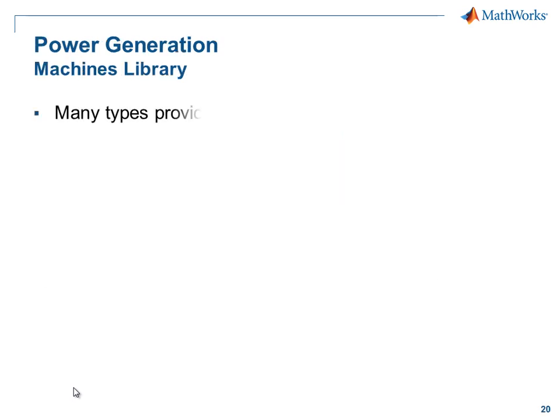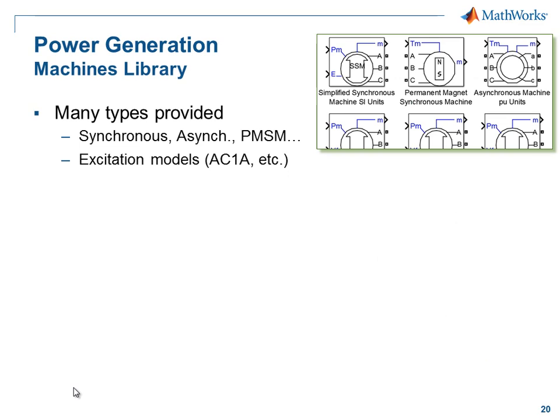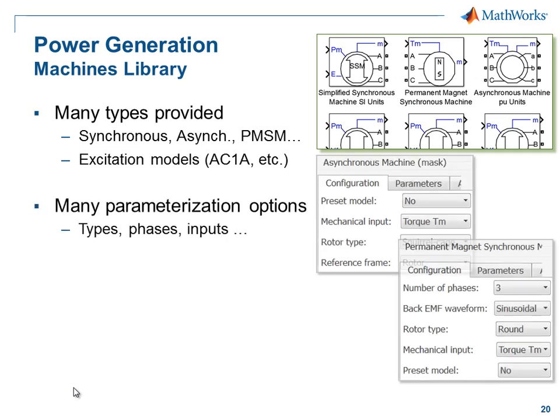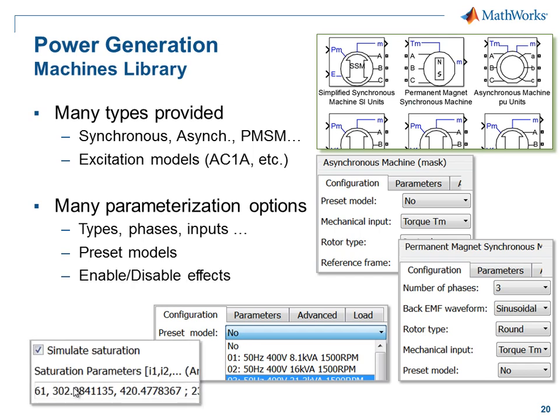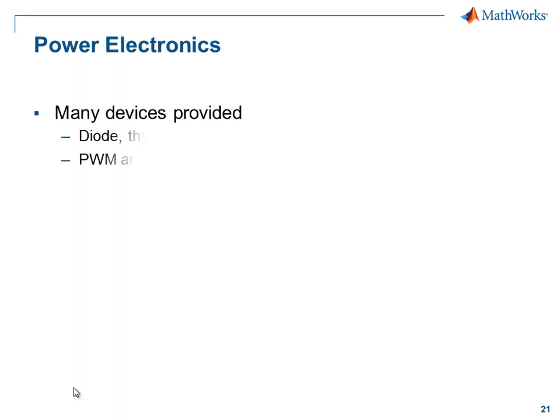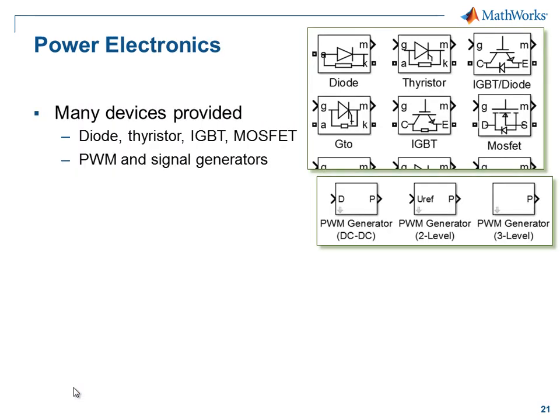SimPower Systems provides a machines library that includes components such as synchronous machines and asynchronous machines. There are many parameterization options for these machines that allow you to configure the component to match what you will put in your final system. There are also preset models to accelerate this process. To help you balance the trade-off of model fidelity and simulation speed, you can enable and disable effects in your components. There is also a range of power electronic models that cover many different devices.